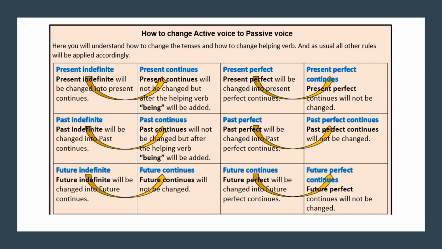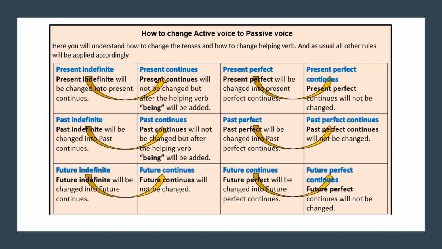So there are a few tenses where you cannot change active into passive voice. Over here you can see that present indefinite will be changed into present continuous, but present continuous will not be changed, but after the helping verb being will be added. So there is a rule that you need to add being after the helping verb. Present perfect will be changed into present perfect continuous, but the present perfect continuous will not be changed into passive voice. Past indefinite will be changed into past continuous. Past continuous will not be changed, but there is a condition: after the helping verb being will be added.